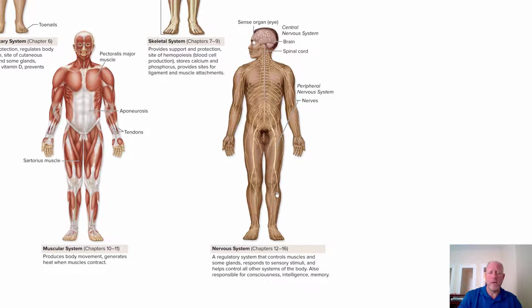Nervous system, one of our primary regulatory systems or controls along with the endocrine system. And that's really the last section of several chapters we're going to be covering this semester. Our last few weeks of the semester will be on the nervous system. It's the regulatory system that basically controls muscles, some glands, responds to sensory stimuli, and helps control other systems of the body. It's also responsible for consciousness because it's your brain, right? The spinal cord for intelligence, memory, and basically sensing information and helping the body determine what to do in a given situation.